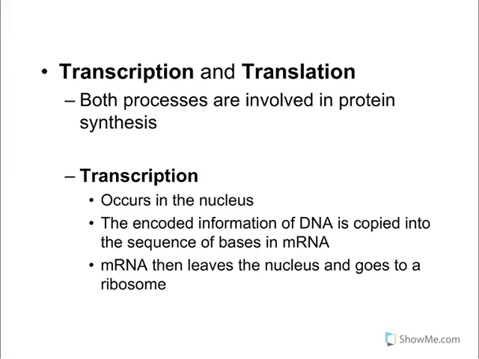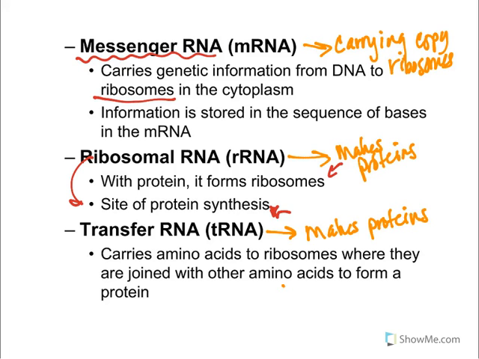Okay. So we need 2 processes, transcription and translation, that are going to help make those proteins. The first is transcription. Transcription occurs in the nucleus, so that's important. It doesn't occur out in the cytoplasm, but in the nucleus. So what we see here is that the DNA is going to code into the mRNA, that messenger RNA. And then that messenger RNA is going to leave the nucleus and head towards the ribosome. So that's that first part that we talked about here.